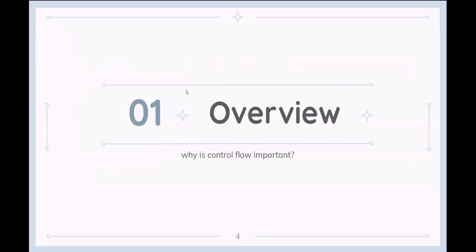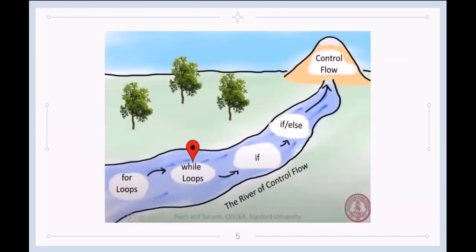So a little bit of an overview of why control flow is important to begin with. You might have seen this picture from lecture. Basically, this is the river of control flow. The big idea is that you're trying to control your code and do specific parts of your code depending on conditions and logic. We start with for loops, then there's while loops, then if and if else, and eventually you'll make your way up towards the control flow mountain, as you can see right here.